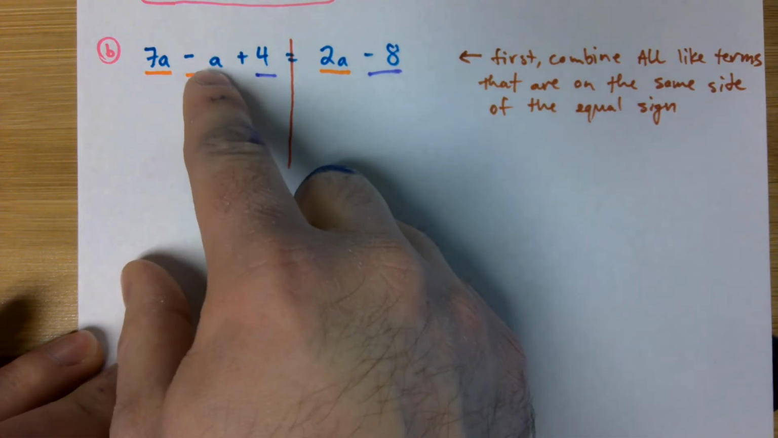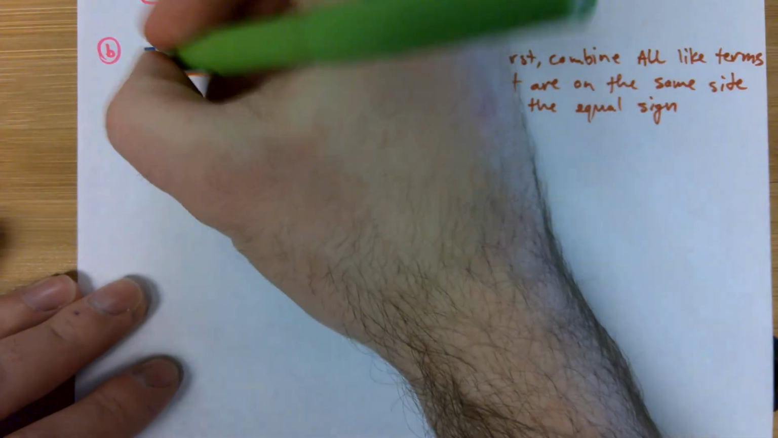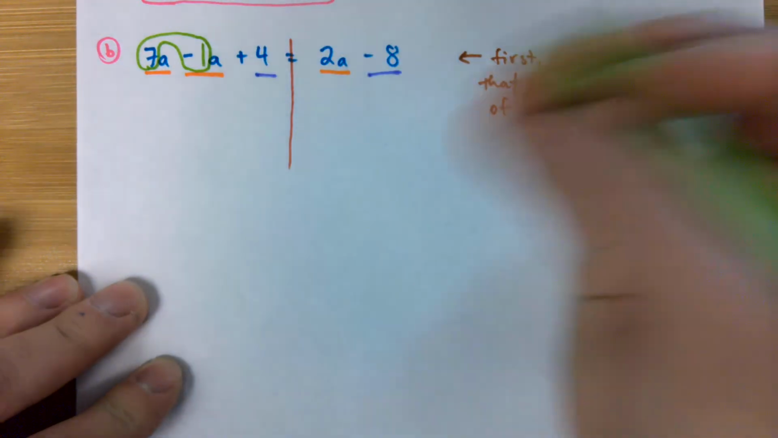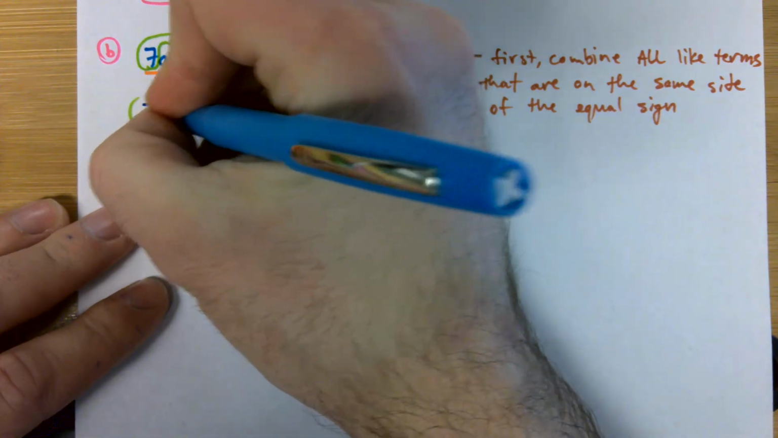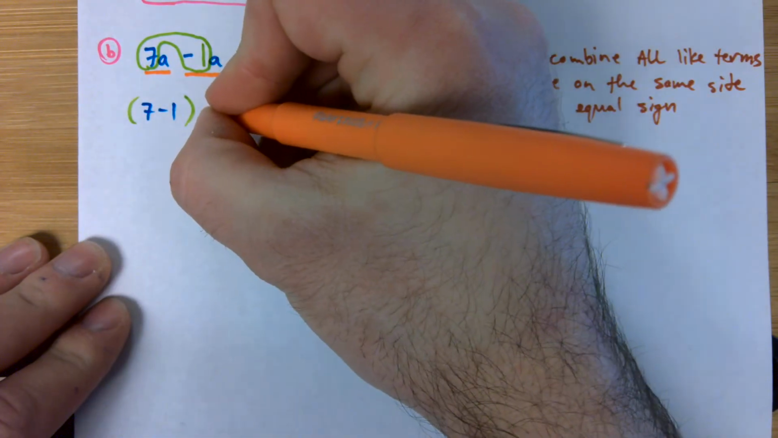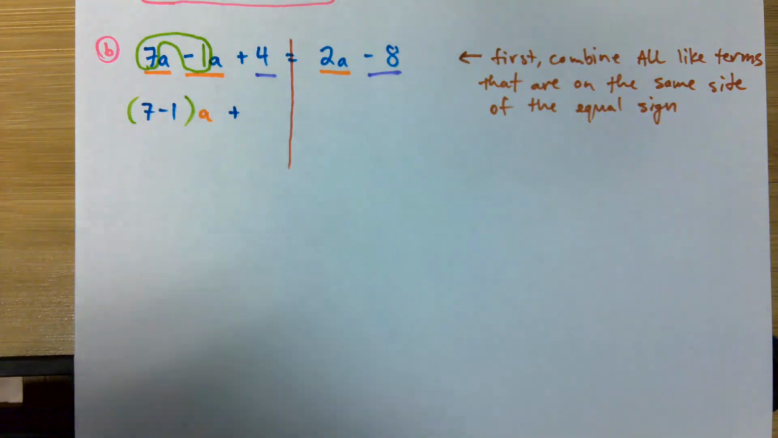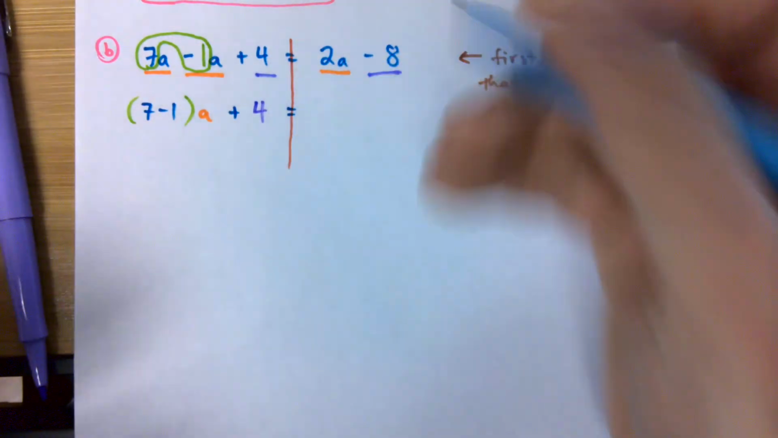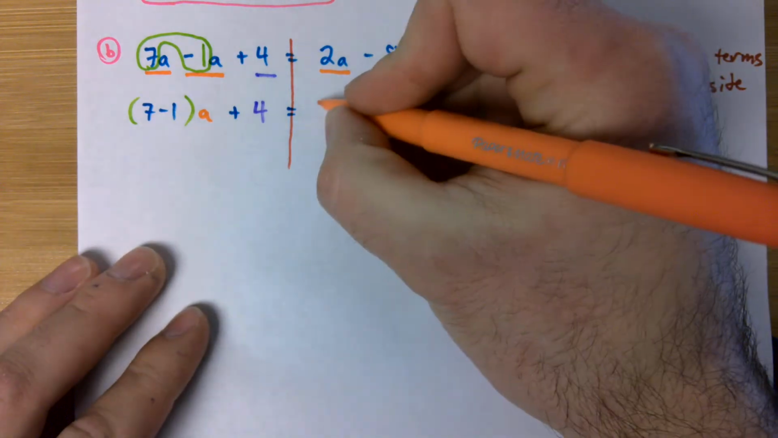7a minus, how many a's are here again? Just 1, right? So if we loop up 7 minus 1, bring it out in front. 7 minus 1, a plus 4. Remember, do not group that 4 up with your variable terms.